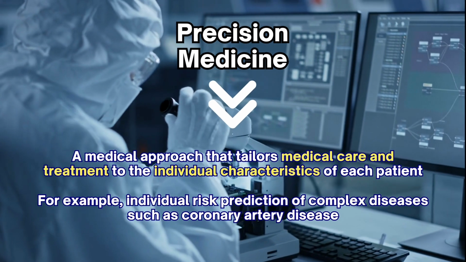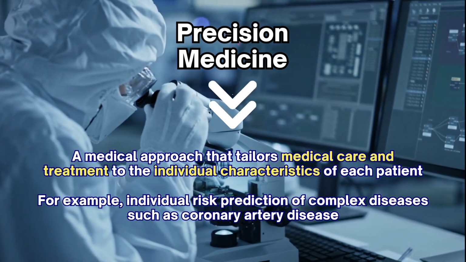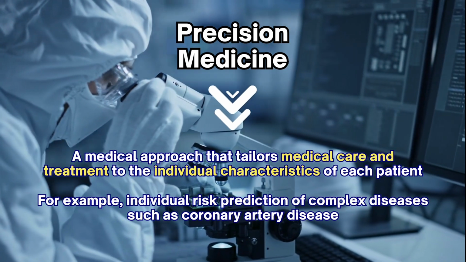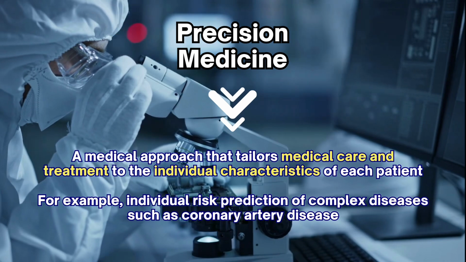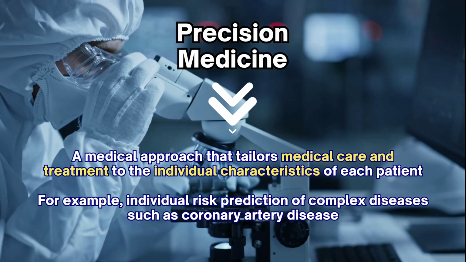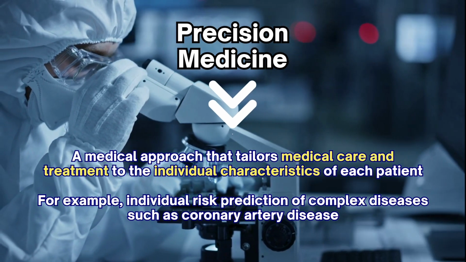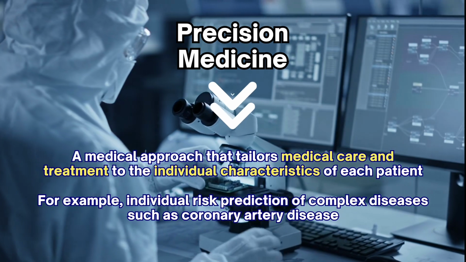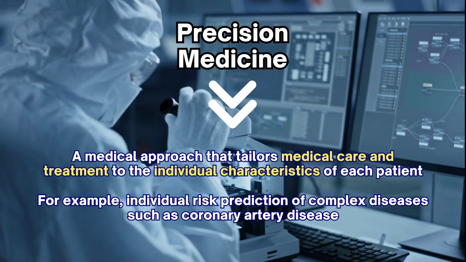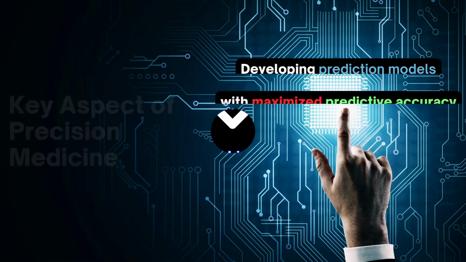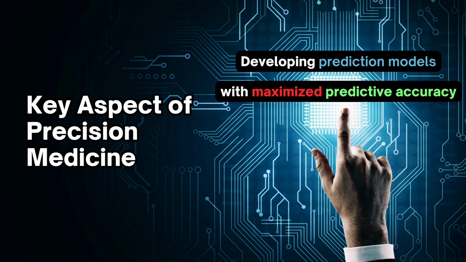Precision medicine, also known as personalized medicine, is a medical approach that tailors treatment and healthcare strategies to the individual characteristics of each patient. For example, individual risk prediction for complex diseases like coronary artery disease. However, a key aspect of precision medicine is developing prediction models that maximize their predictive accuracy.